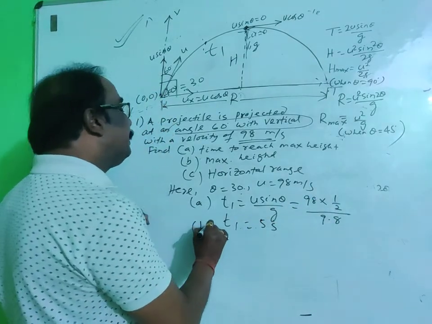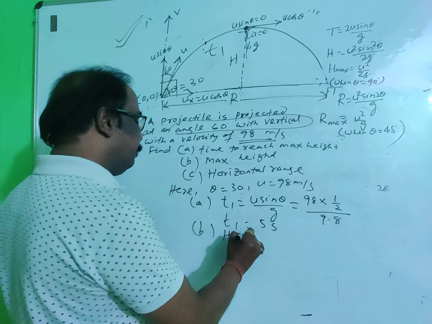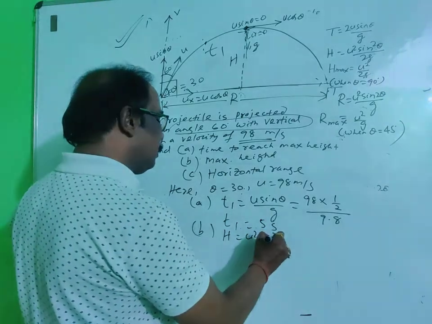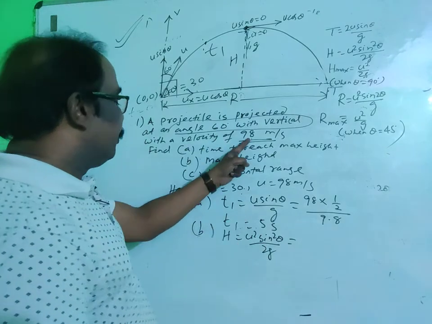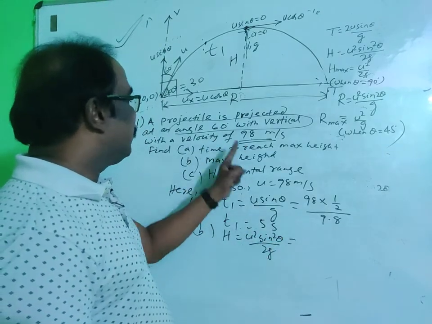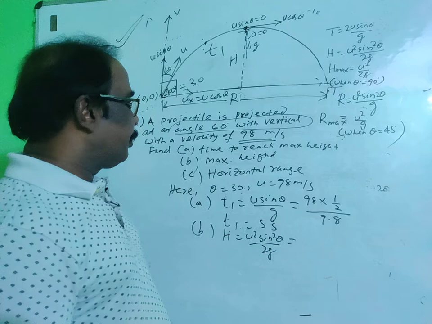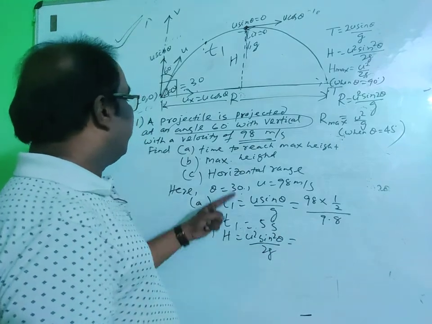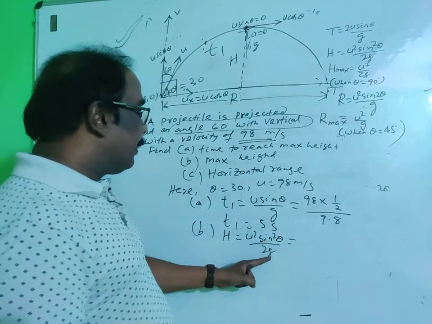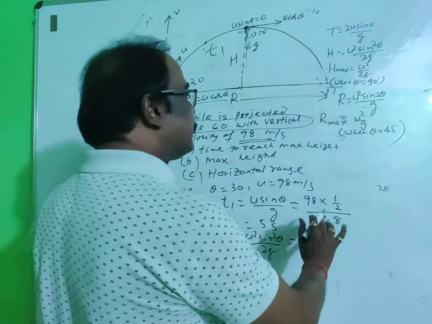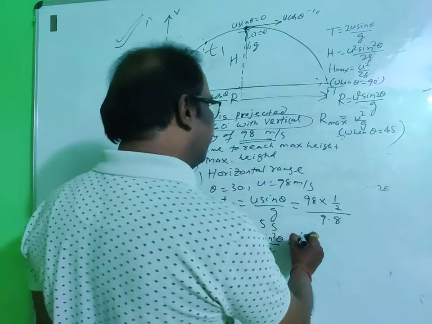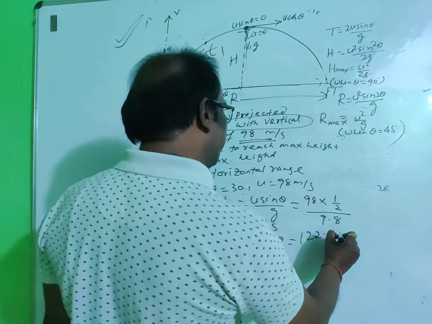Okay, then B, maximum height, U square sin square theta by 2g. You put all these values. U is 98, sin square 30, 1 by 4, theta is 30 degree, divided by 2 into 9.8, and solving it you will get 122.5 meter.